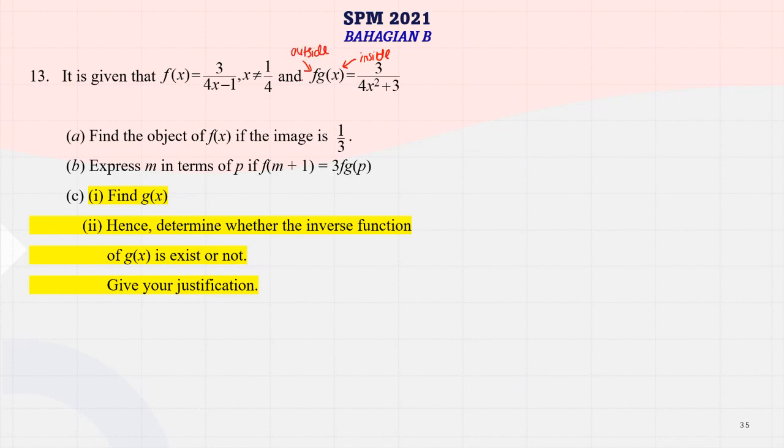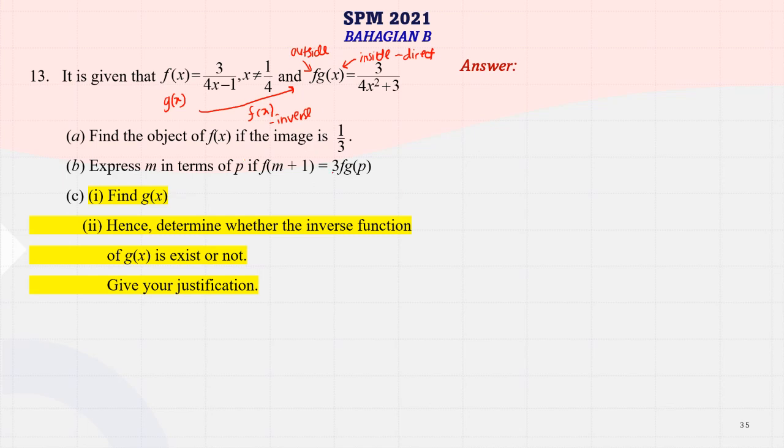So kalau let's say you are given GX and question asks you to find FX outside, so kita akan gunakan inverse. But in this case, you are given outside and you were asked to find inside, this is direct. Direct only. So kita tengok dekat sini, find GX. So apa yang perlu kita buat?